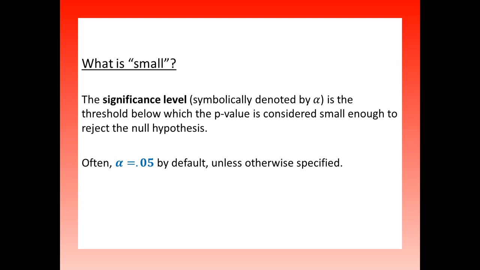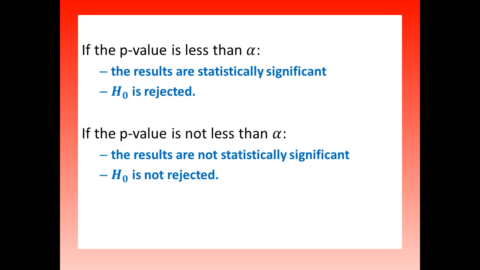You can have other values, and we're going to have 0.1 and 0.01 show up once in a while, but the vast majority of the time, alpha is 0.05, and that's effectively the default value. This is generally the way that it works. What's on this slide is really about all you need to know to get the conclusion right. If the p-value is less than alpha, that's when the results are statistically significant, and that's when you're going to reject the null. If the p-value is not less than alpha, then the results are not statistically significant, and you're not going to reject the null.